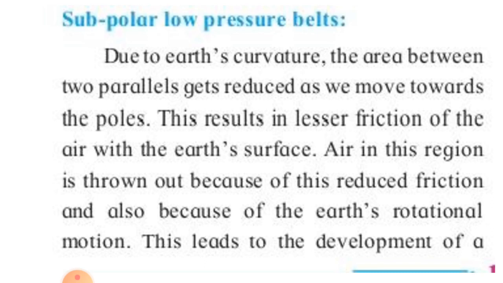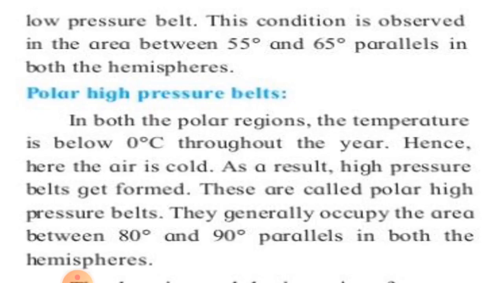Dear students, because of the earth's rotational motion and because of this reduced friction, the air in this region is thrown out. This leads to the development of a low pressure belt, and this condition is observed in the area between 55 and 65 degree parallels in both hemispheres, that means both the north and south hemispheres.